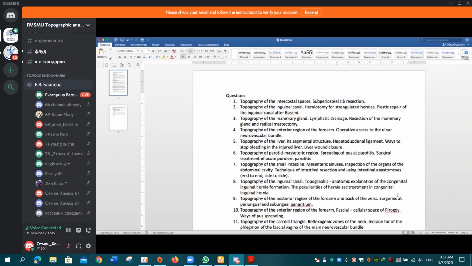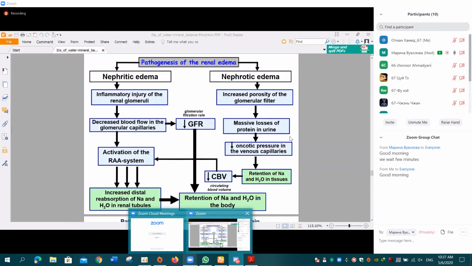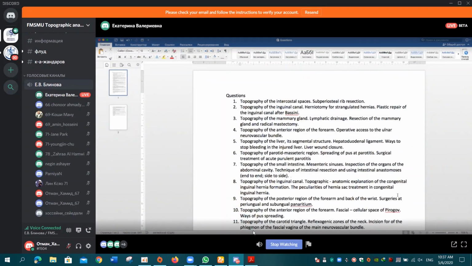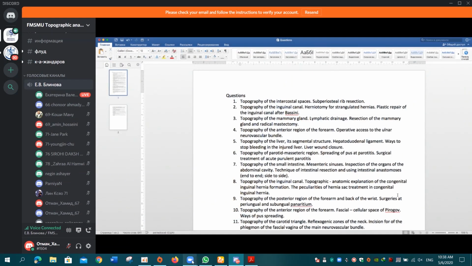If you can see nephrotic edema, the problem will be increased porosity of the glomerular filter. It means you will see massive losses of protein in urine. This will lead to decreased oncotic pressure in the venous capillaries.